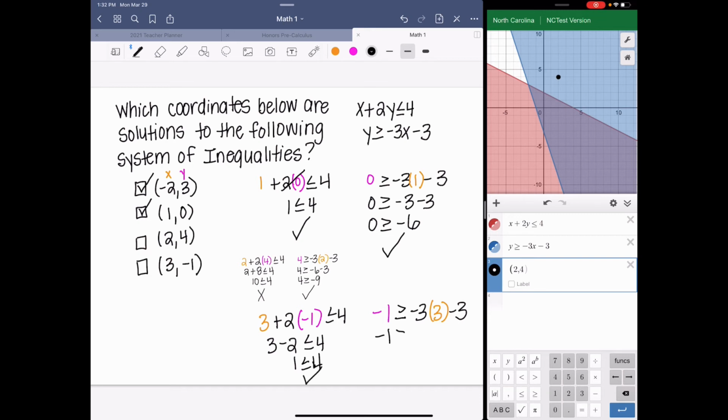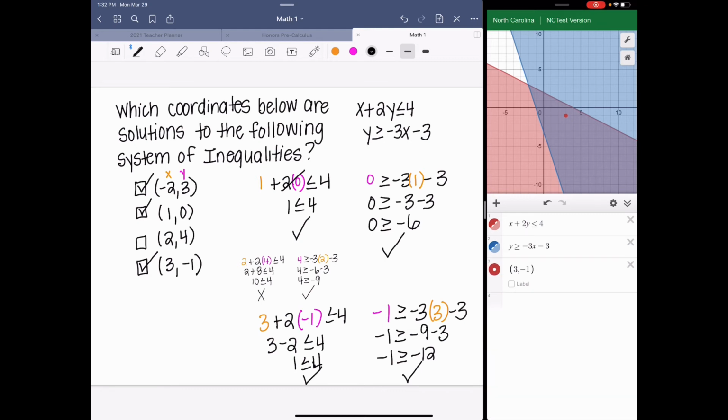Then we have -1 is greater than or equal to -9 minus 3. So -1 is greater than -12. That's also a true statement. So if I graph this point, I should be able to see that it falls in the overlapped area. And again, I can see that it falls in it. So 3 of those points that we tested are a solution to the system. And we learned that we can have points that work for one inequality, but not for both inequalities. It has to be in the overlap, and the overlap is going to work for both.